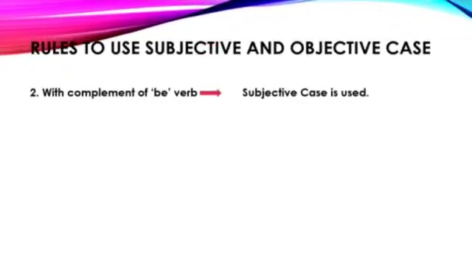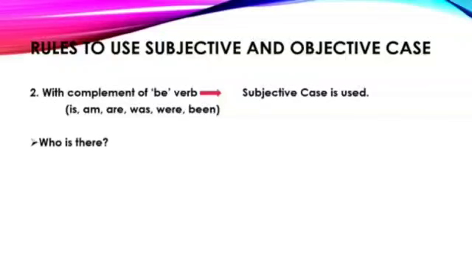Now let's come to the second rule. With the complement of be verb, we always use subjective case of pronoun. All of you know the forms of the verb be, that is, am, are, was, were and been. So be is not an action verb. It represents the state of something. So the case used here is subjective case.